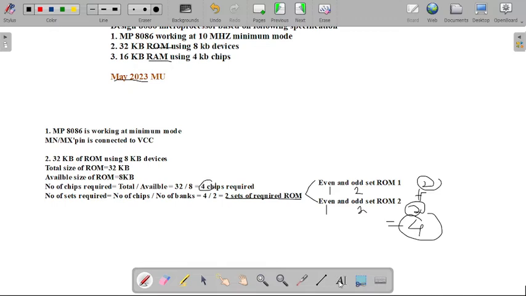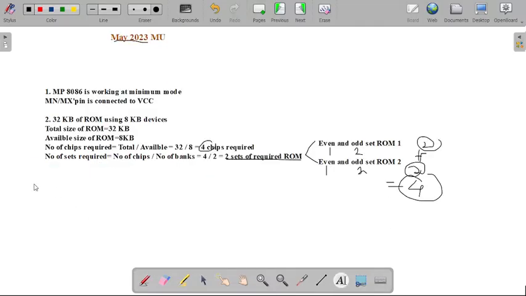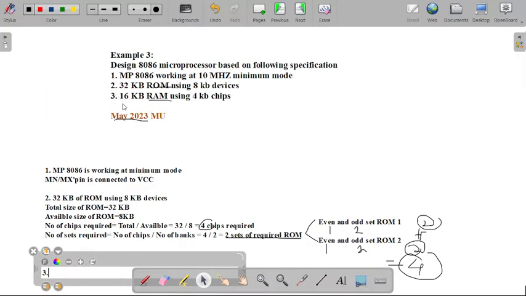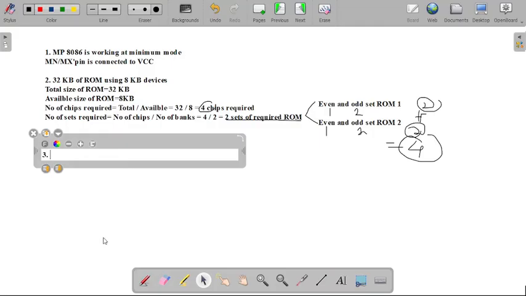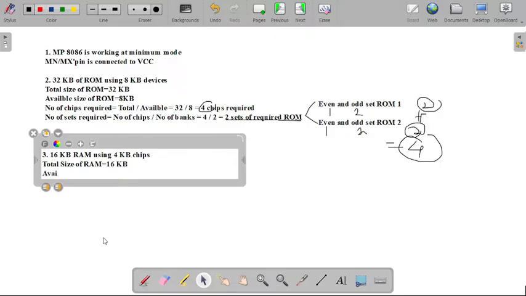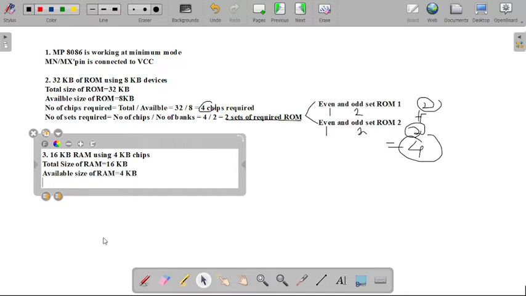Now we are done with our ROM structure. Now we have to identify how many RAM chips will be required. So I'm writing here the third point, and what is given in that example: 16 KB of RAM using 4 KB chips. So the total size of our RAM is equal to 16 KB and the available size of our RAM is equal to 4 KB. So based on that data, I am finding the number of chips that will be required.